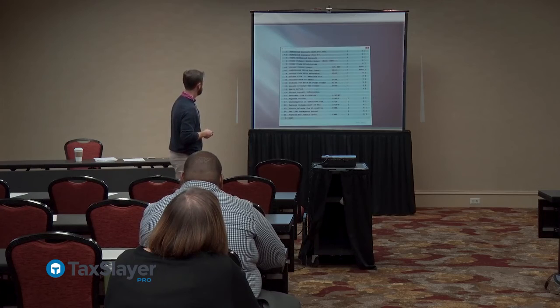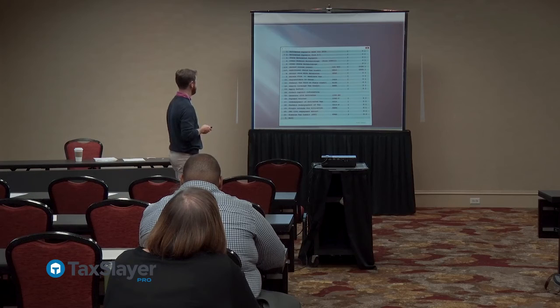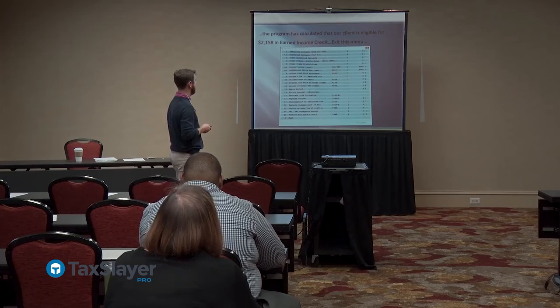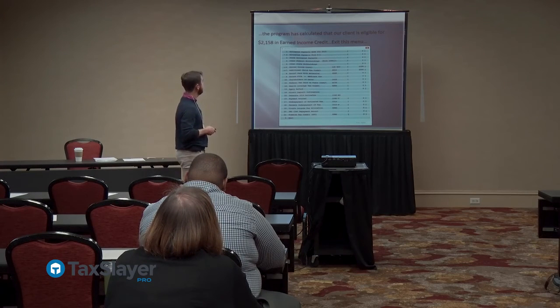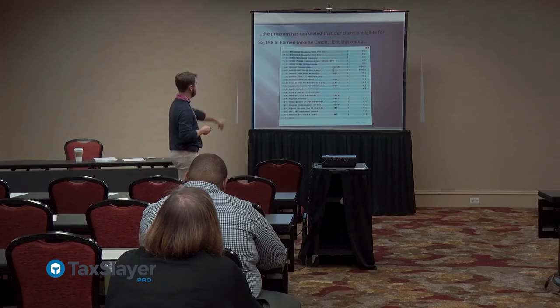We can exit. This is a little blurry here, I don't know why, but it's the payments, estimates and EIC menu. The program has calculated that our client is eligible for $2,158 earned income credit. It's listed there on line 6. You can then exit.